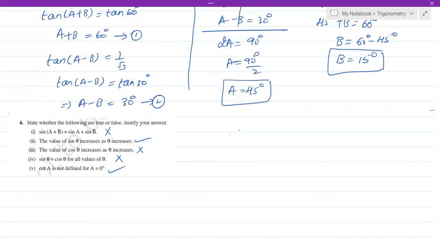I hope you have understood. Standard angles is a very, very easy concept. All you have to do is remember the table, how to construct the table. Then practice the values, and it's very simple. In the given question, you just have to substitute the values and evaluate it.